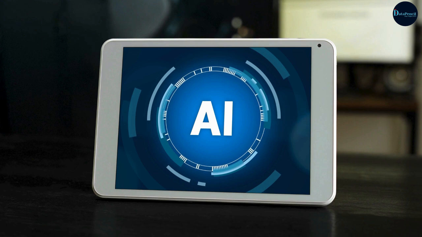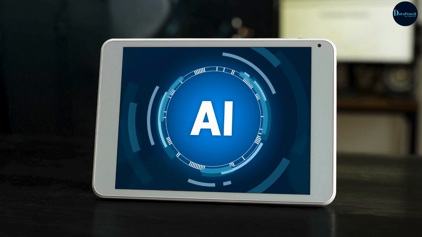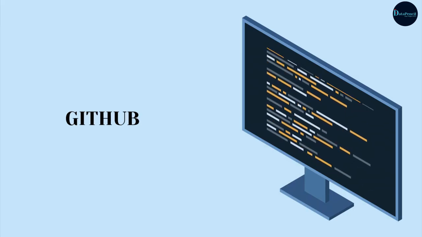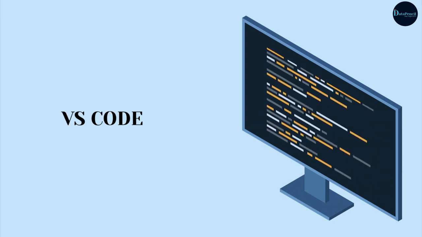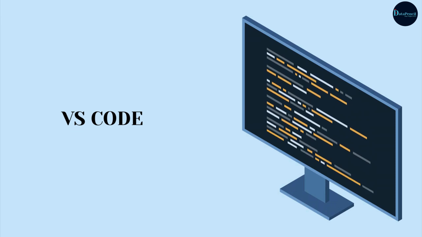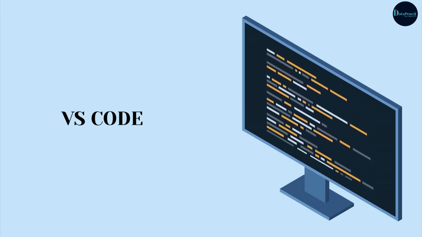Okay, and before we jump into AI tools, first we need to understand two very important things. So the first one is what is VS Code, and then we will understand what is GitHub. Okay, so let's start with VS Code. So VS Code's full form is Visual Studio Code, and in very simple words, VS Code is a code editor. Now, what is a code editor?